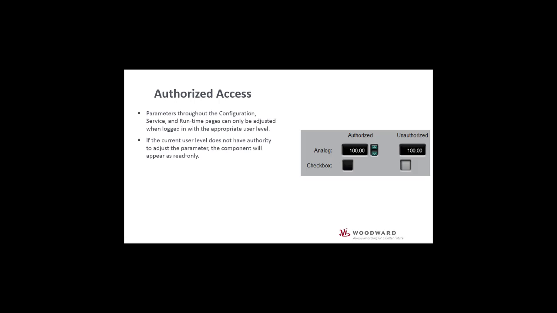For example, configuration parameters require the user to be logged in at the configure user level. The components on the GUI provide visual feedback whether the current login level is authorized for access. So if adjustment is authorized on an analog value, the adjust arrows are visible. And if you're unauthorized or your user level is not high enough, the adjustment arrows will disappear.